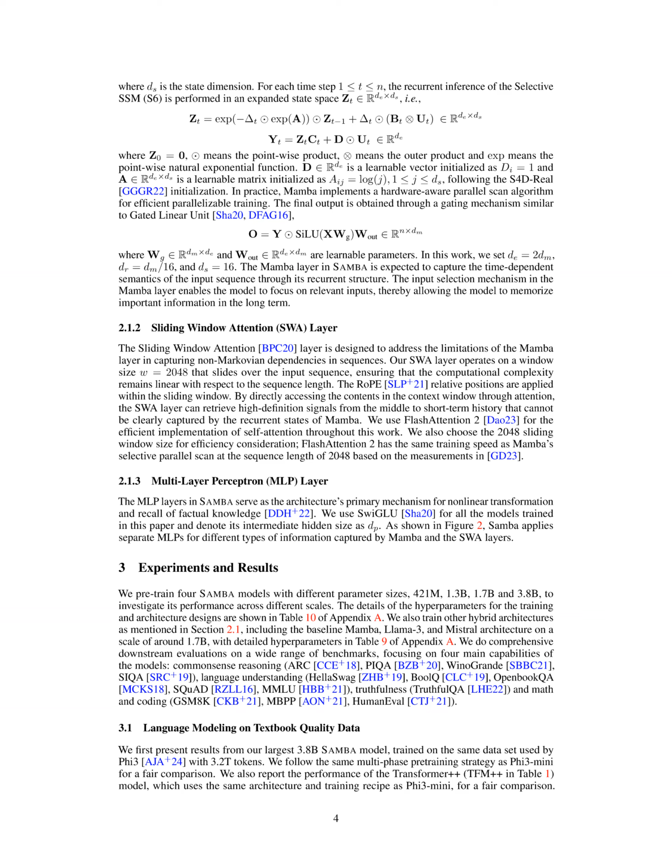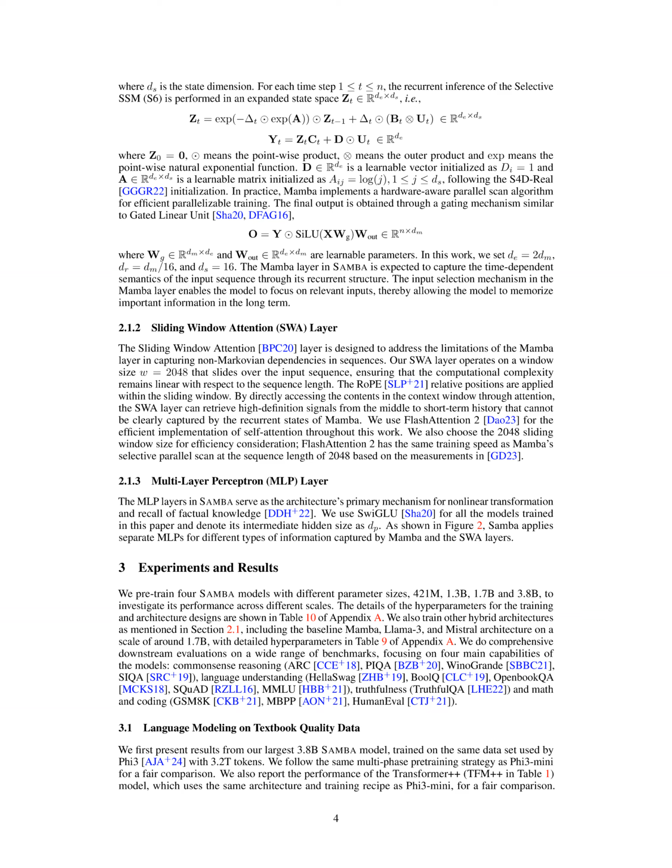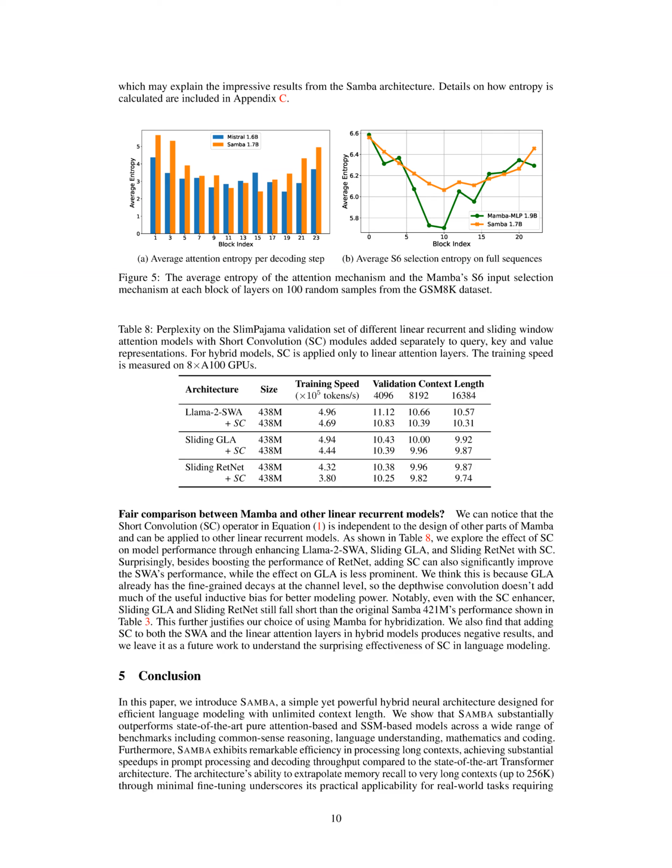2. Sliding window attention, SWA, layer. To address non-Markovian dependencies, SAMBA includes SWA layers operating on a sliding window size of 2048. SWA retrieves high-definition signals from short to middle-term history through efficient attention mechanisms, ensuring linear complexity with respect to sequence length. 3. Multilayer perceptron, MLP, layer. MLP layers in SAMBA provide nonlinear transformations and recall factual knowledge. SwiGLU is used for all models, with separate MLPs for different types of information captured by Mamba and SWA layers.